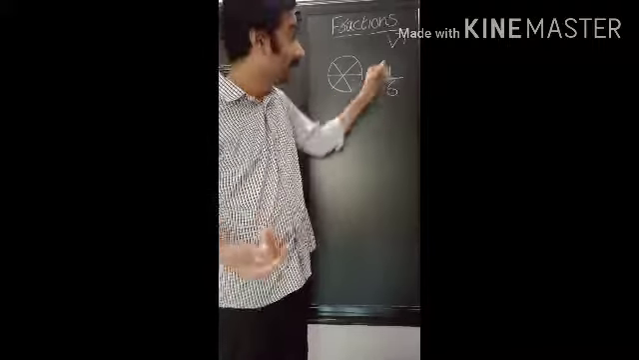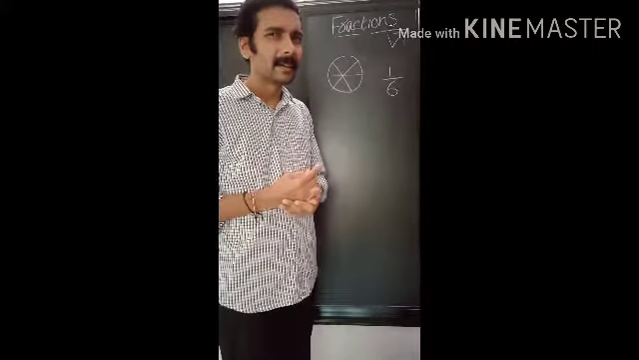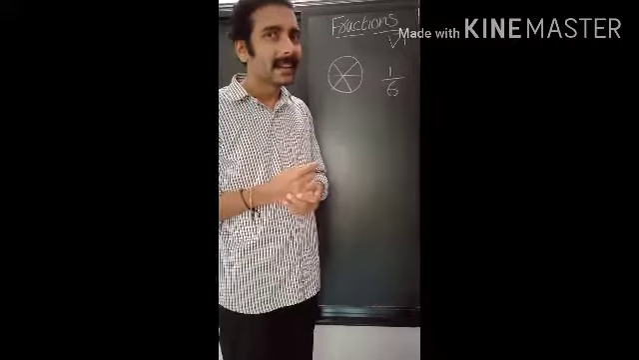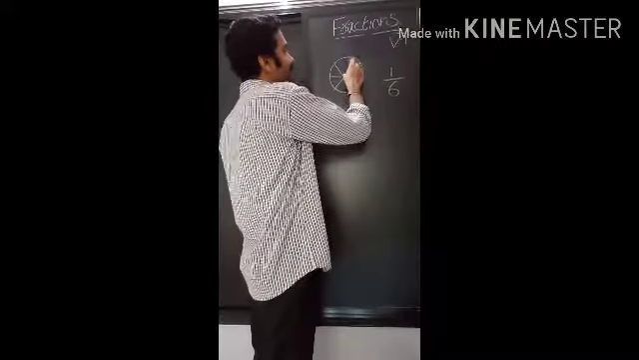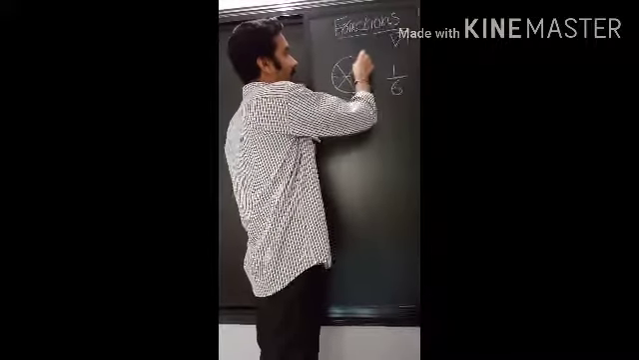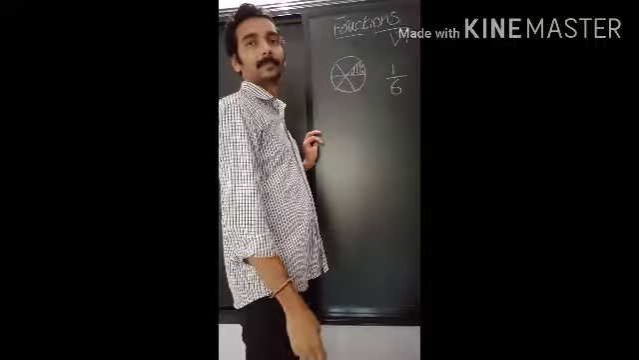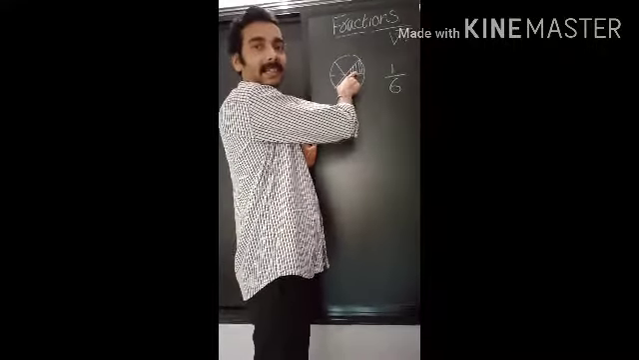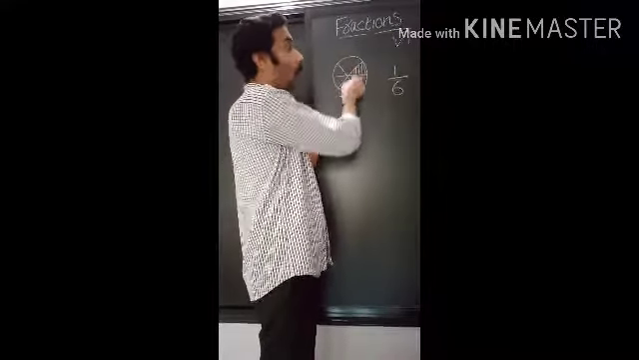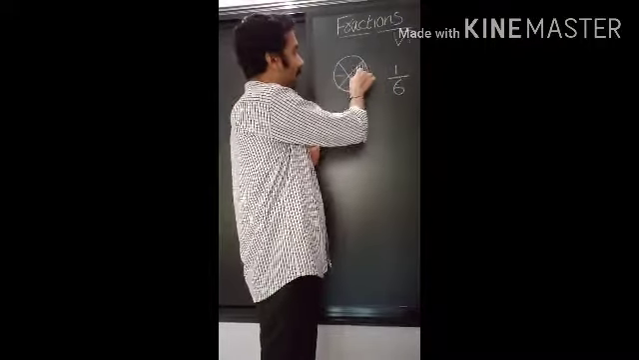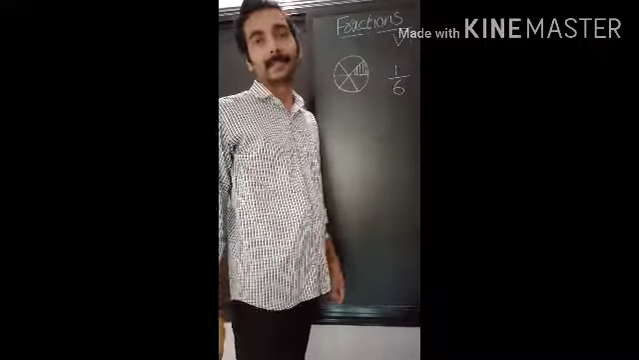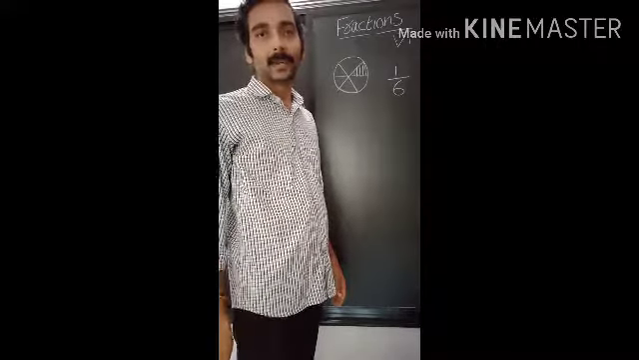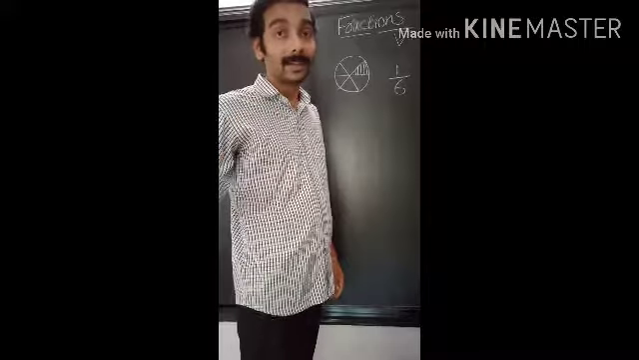This is your choice. 1 by 6 means which part is colored? Yes, only one. That means one part is shaded. 1 by total parts. Total parts are 1, 2, 3, 4, 5, 6. That is 1 by 6. Clear? Okay. The other work you do in your notebook.